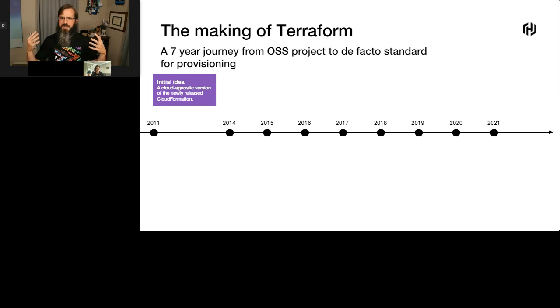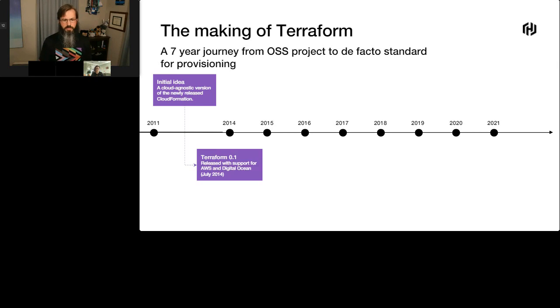The initial idea, this light bulb moment, came to Mitchell, one of the co-founders of HashiCorp, in 2011. And this was really focused around one of the releases of a declarative way to manage and provision infrastructure, but it was limited to one particular cloud service. So this was a great step forward, but what about the rest of those cloud services? How can we pivot and maintain that same kind of usage across the board?